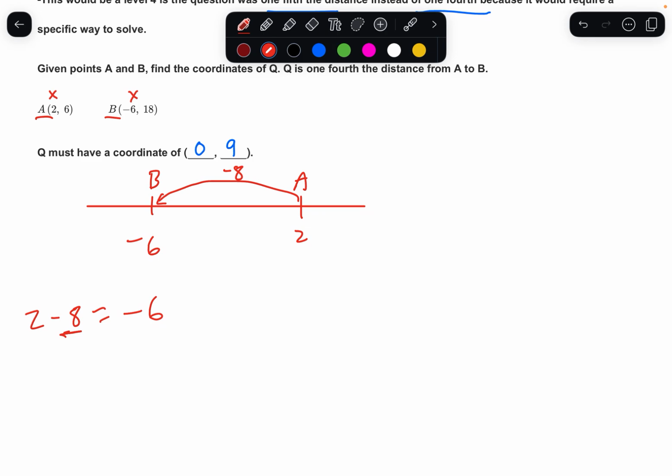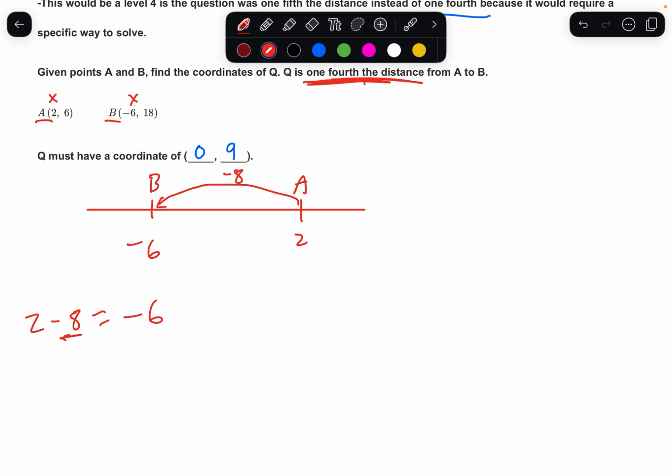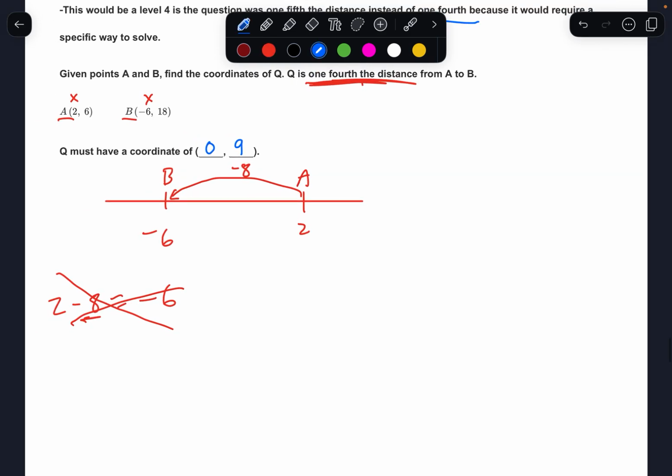But we don't want to go 100%. We want to go 1/4 the distance. So we're not going to subtract 8. We need to figure out what 1/4 the distance is. So your first step is to take the total distance and multiply it by 1/4. That is -2. So we're not going backwards 8. We're only going backwards 1/4 of that. So we're traveling backwards -2. 1, 2. We're going backwards 2 spots.